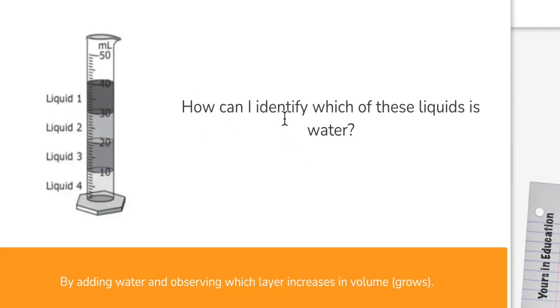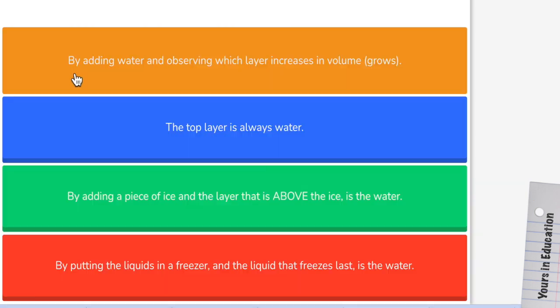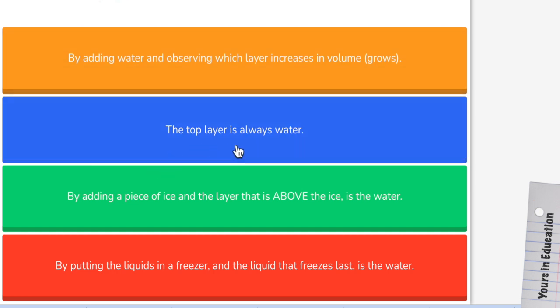How can I identify which of these liquids is water? I have four liquids, but I have no idea. Let's see. By adding water and observing which layer increases in volume. Yeah, that makes sense. If I add more water, of course one of these would get bigger. The top layer is always water? No, alcohol is less dense than that.